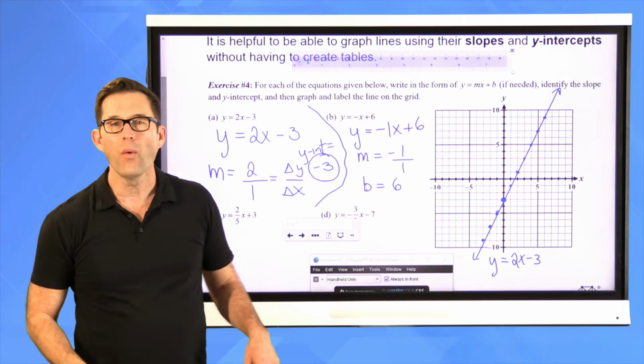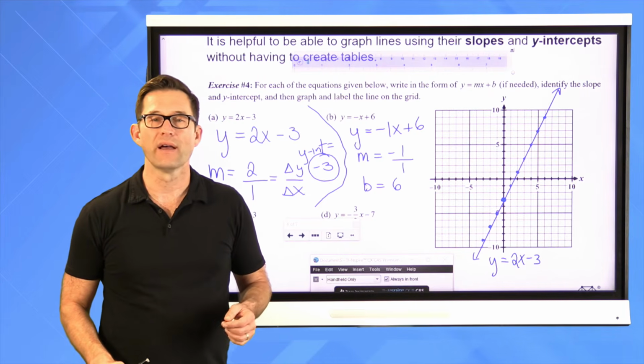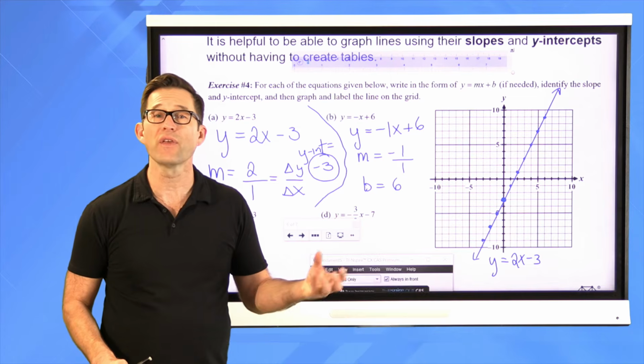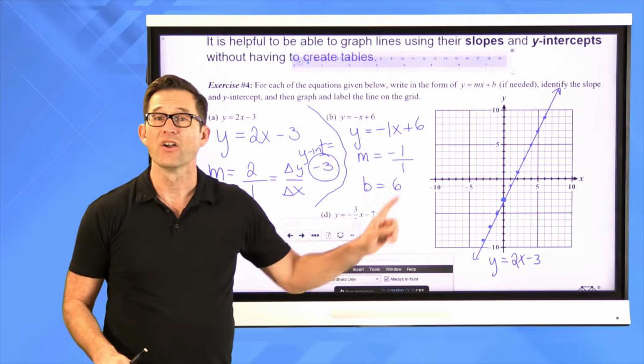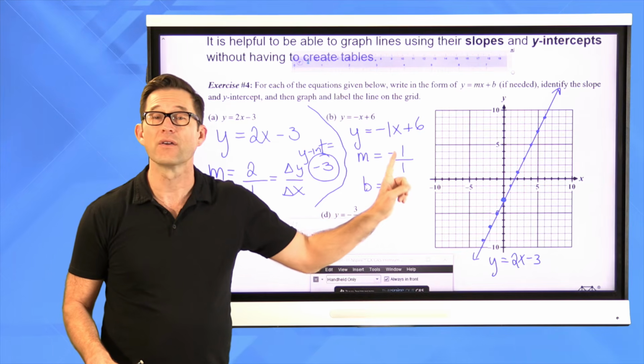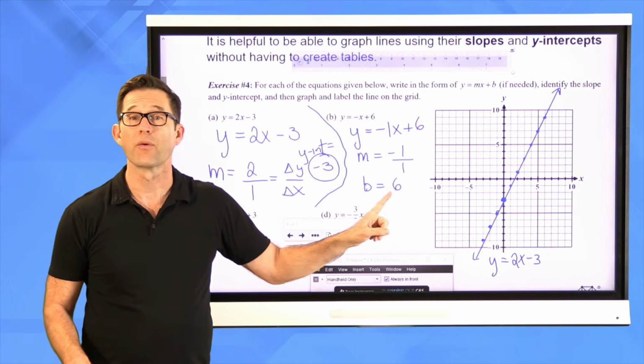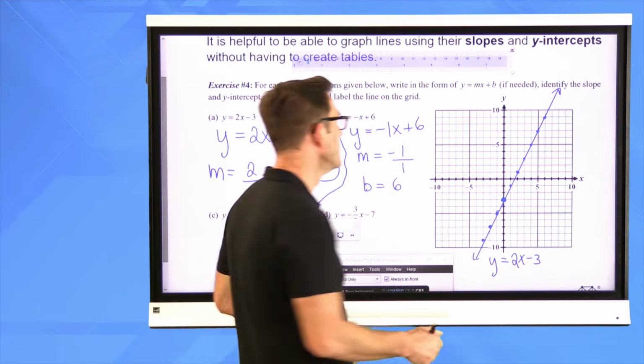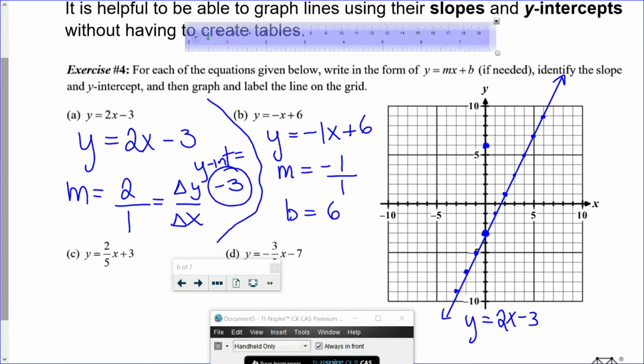I will always write my slope when I'm graphing lines by hand as a fraction so that I can think about it as directions, right? Go to the right one, go down one. Go to the right one, go down one. From where? From a y-intercept of 6. So I'm going to come up here to a y-intercept of 6. I'm going to go to the right one and down one, right one and down one, etc.